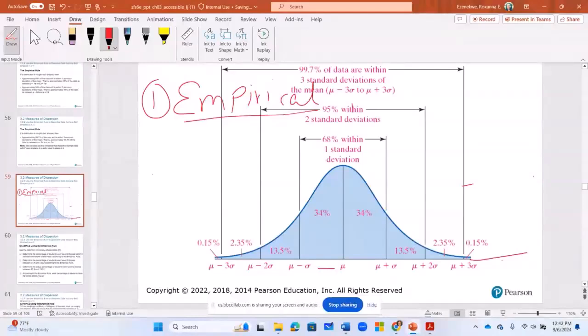Another thing, the empirical rule says, by the way, the normal distribution contains 100%. So we also call it area. So the area under the normal curve is 100%, if you want to work in percent, or 1.